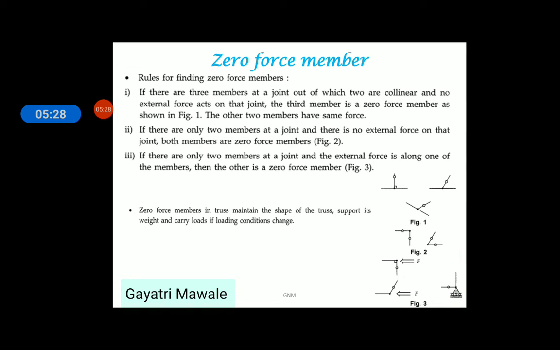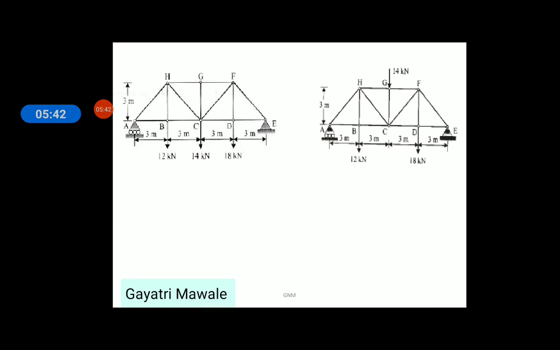Zero force members in a truss maintain the shape of the truss, support its weight, and carry loads if loading conditions change. Here we have two trusses. We will identify zero force members in the first truss.